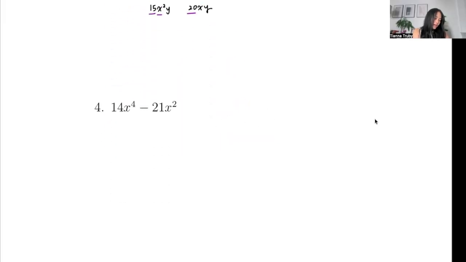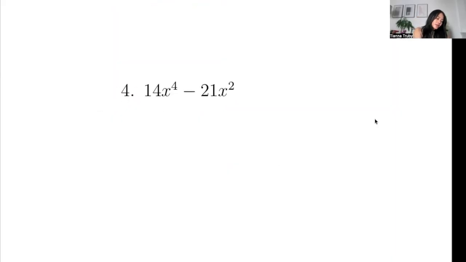Let's move on to our last example. We are going to do the same thing that we did before. We're going to look at our numbers first. Greatest common factor between 14 and 21 is 7. Greatest common factor between x to the fourth and x squared is x squared. And then we're just going to fill it in to make it true.